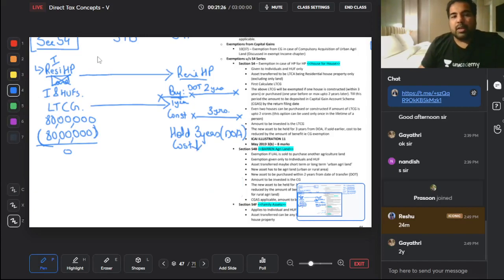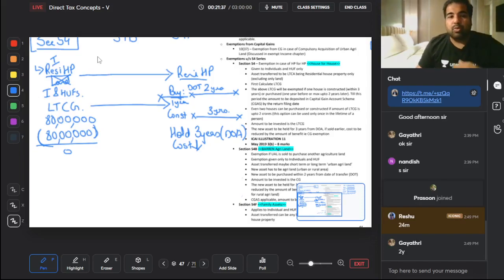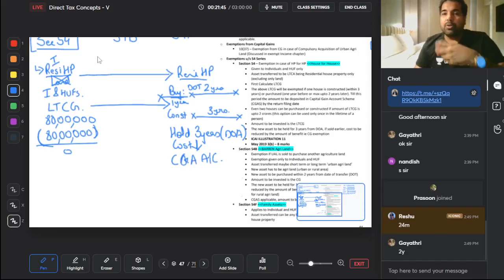Yes. Next, do I have to buy or construct immediately? No guys, the government has given you 2 years or 3 years to buy, construct, etc. So till that time, can I gamble on the stock market or can I buy cryptocurrencies? No, you need to invest in a capital gain account scheme. This is called a capital gain account. A capital gain account is nothing, it's just like a bank account. You put money in a bank account, same way you put money in a capital gain account.